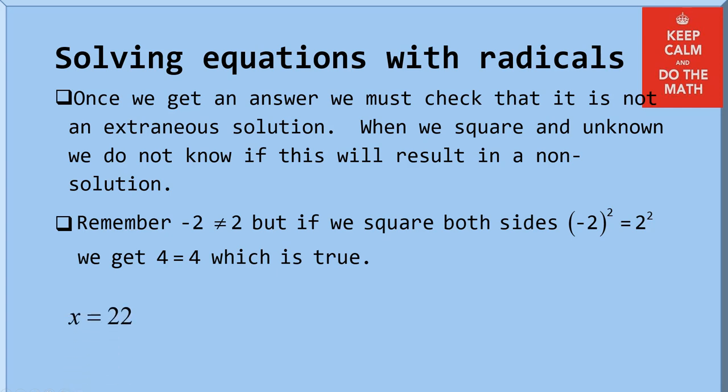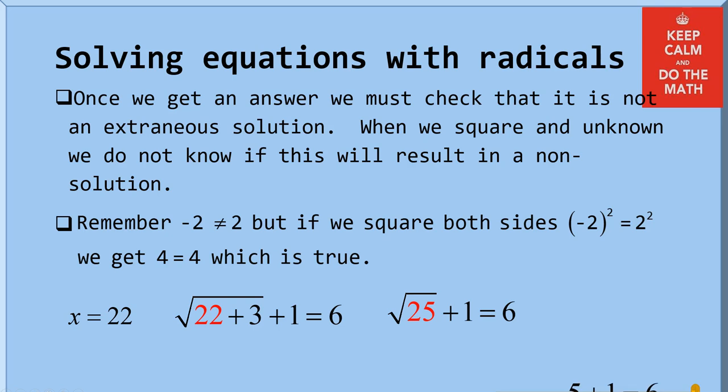So if x is 22, I go back to the original equation, which was the square root of x plus 3, plus 1 equals 6. Plug in 22 for x, do the arithmetic. Square root of 25 plus 1, which is 5 plus 1, which does equal 6, so the answer does work.